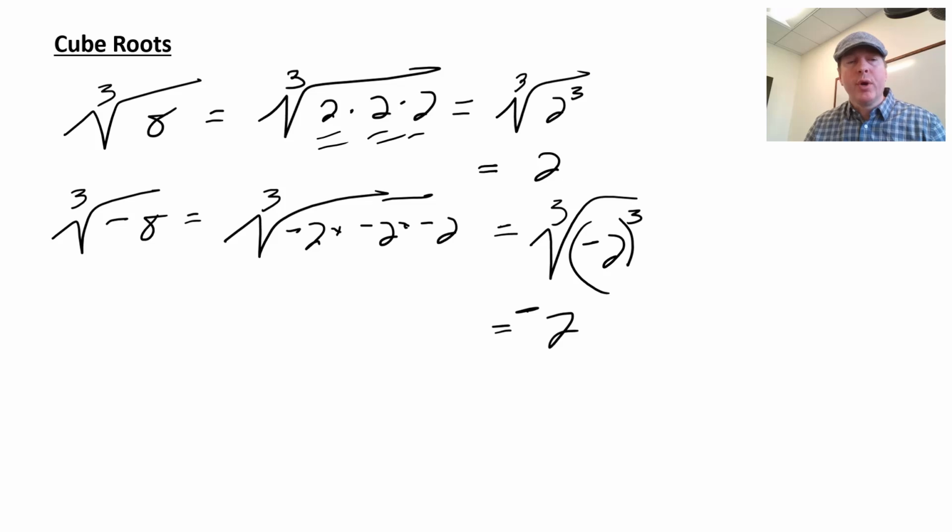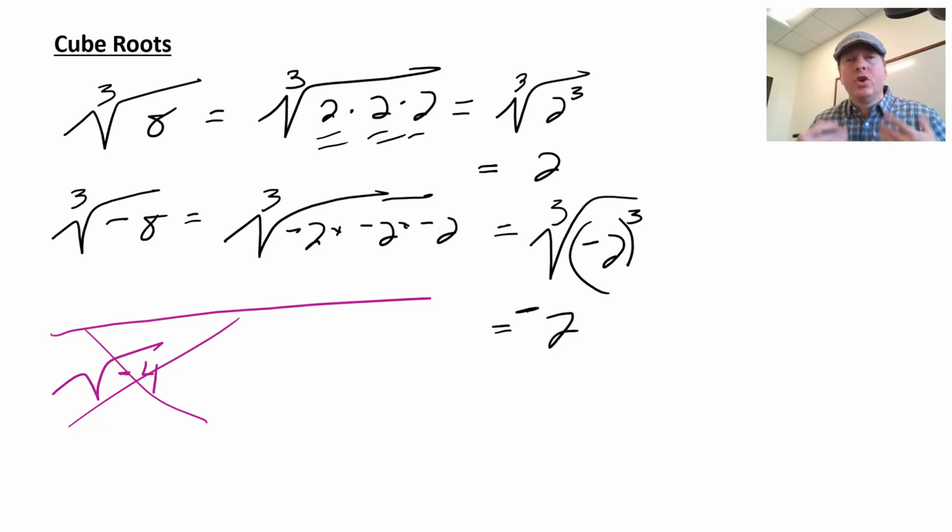Now, a point on square roots: you can have the cubed root of a negative number. You cannot have the square root of a negative number. So square root of -4 does not exist, not defined. There's no number that you can multiply by itself twice to get a negative number. So no such thing as the square root of a negative number.